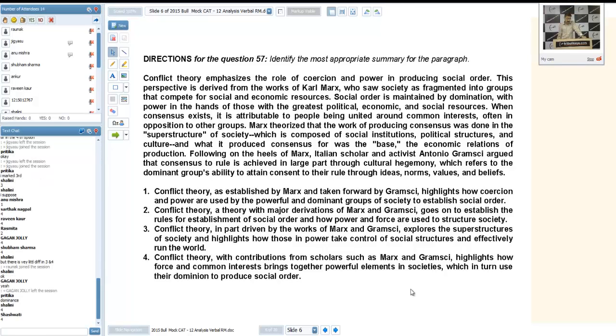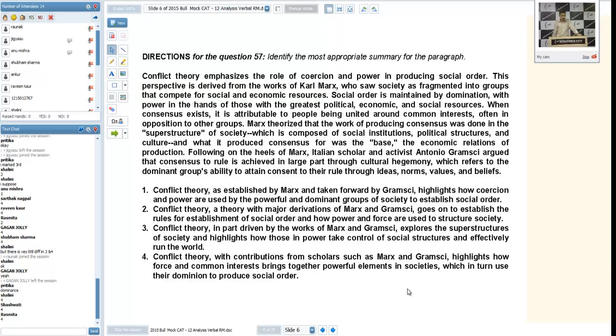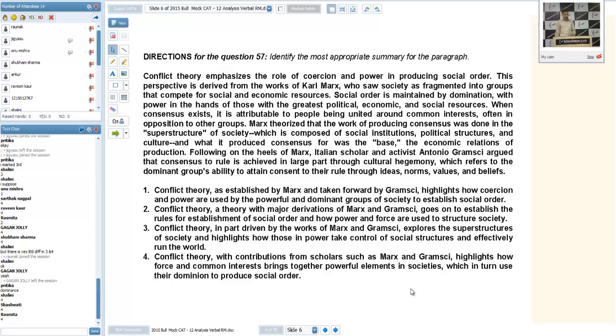Yes, Shalini, Shashwati, Rashmita, yes, it is 4th. Option 2 says conflict theory, major deviation of Marx and Gramsci goes. It cannot be major deviation. Work has been derived, it cannot be major deviation. Conflict theory in parts the works of Karl Marx and Gramsci explore the superstructure of society, highlight how these in part take control of the superstructure and effectively run the world. We are not talking about the entire world. We are talking about running the place only.